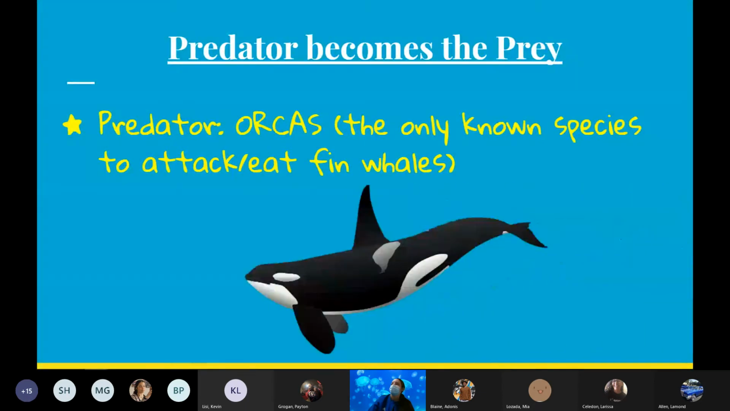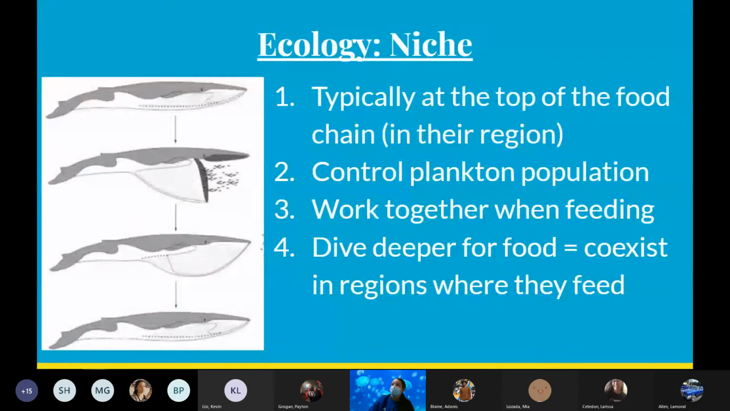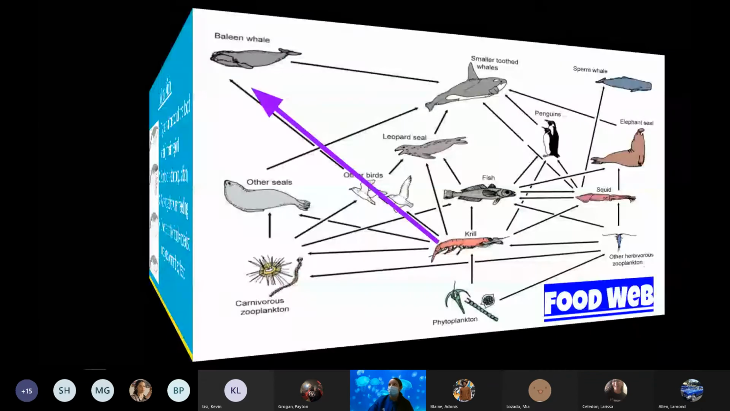I put this as extra information. The only known predator to this fin whale is the orca. A little bit more, so this is where the extra information comes for the bonus points. So they're typically on the top of the food chain unless there's an orca around. They help control the plankton population. They work together when feeding and they dive deeper for food. So just extra information, like I said, I found.